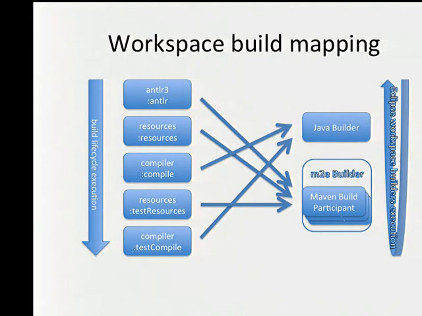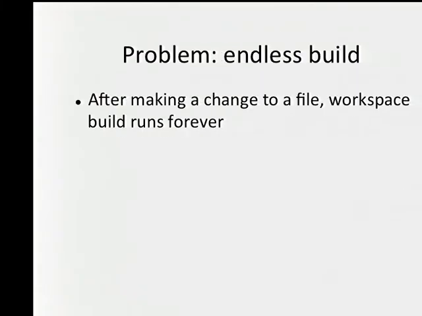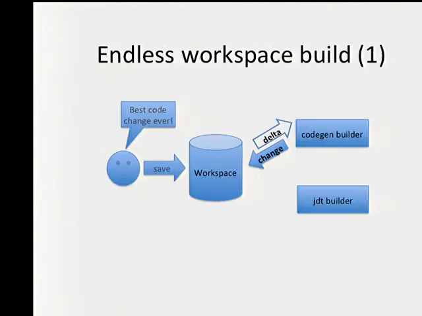And this actually causes troubles, right? And I'm going to show a couple of handmade animations to demonstrate the mechanics of some of the biggest problems that we have noticed in the past, and some advice how to deal with them. So the first problem is endless build. Basically, the user makes a change to a file, saves the file, and then m2e keeps building forever. Right? So what happens behind the scenes?